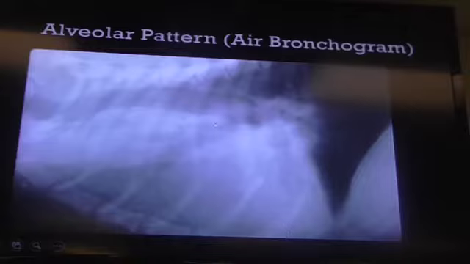I see the airway, I can't see the wall that defines the airway because there's fluid in the background that's the same density as the wall of the airway. So if I can't see the wall of the airway, that's going to be an alveolar pattern.